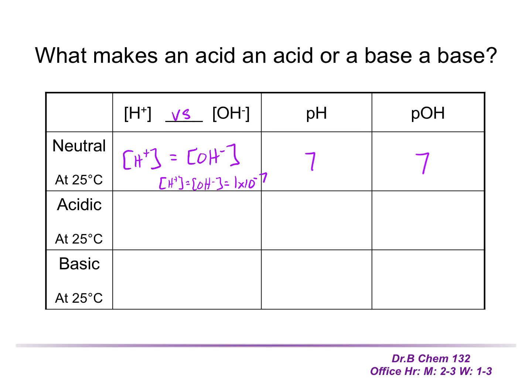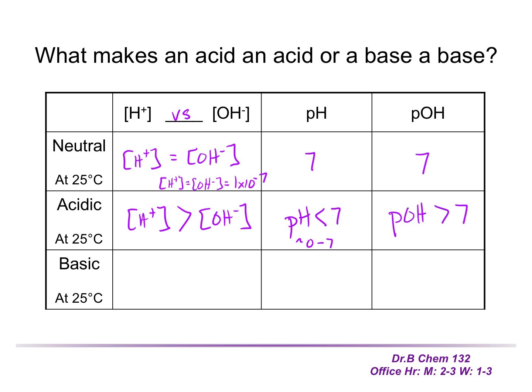For an acid, my concentration of H plus is going to be greater than my concentration of OH minus. I am then going to have a pH less than 7. So from approximately 0 up to 7 is going to be my acid conditions. And for my pOH, for an acidic solution, it's greater than 7.